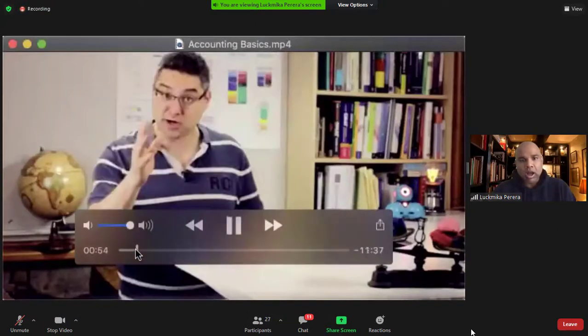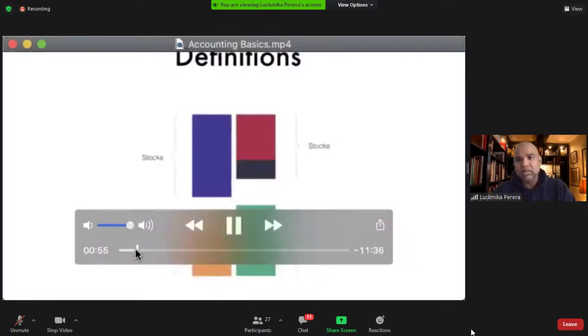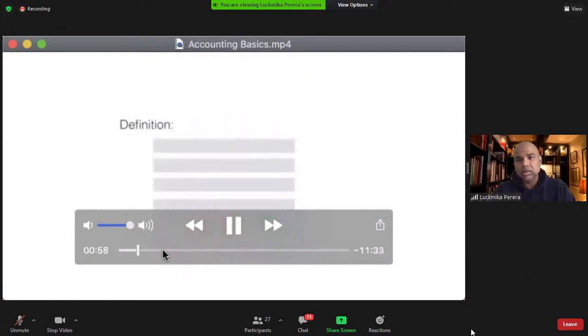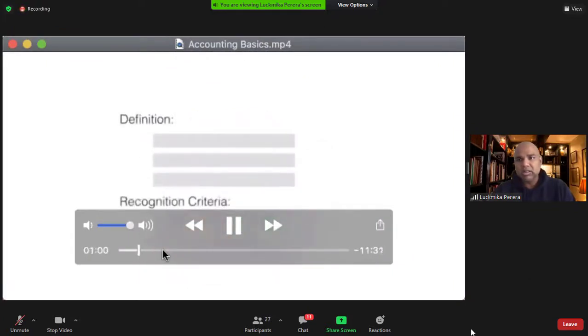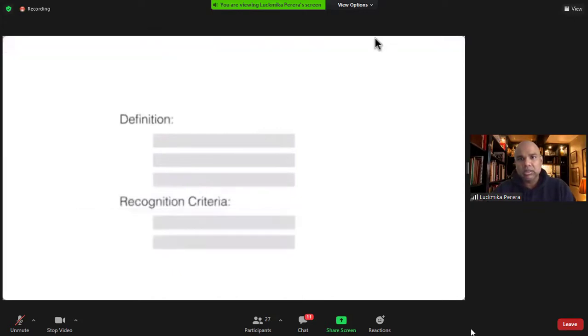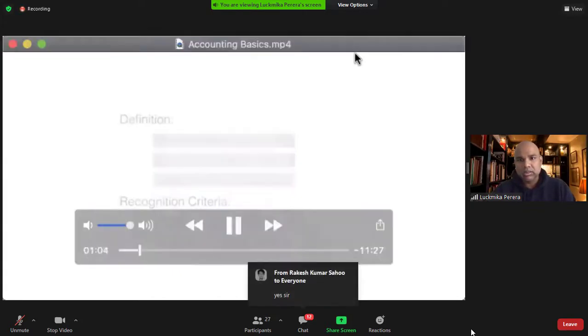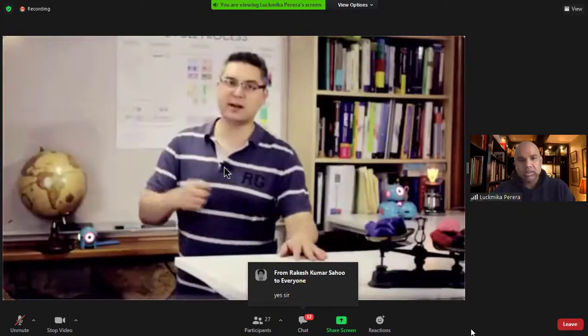How's that? Is that better? Now, for each of the elements, the definition is actually split into 2 parts. First off, there is the definition itself, and there's this additional item called the recognition criteria. We're going to start off with assets.